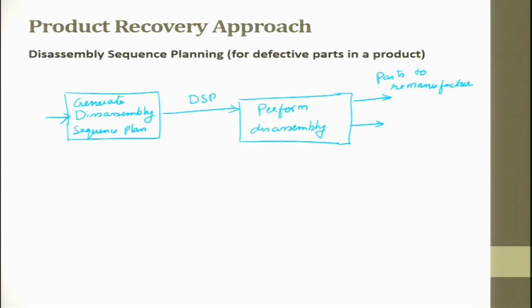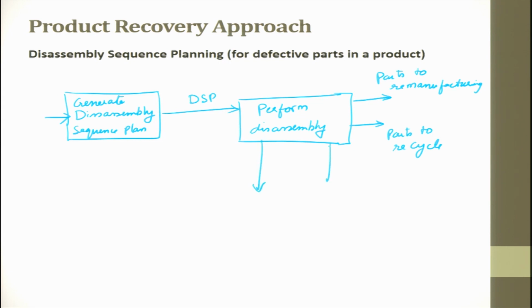When you want to understand what remanufacture is, please go and see the options which we went through just now: cannibalization, recycling, remanufacturing. So, those things. Then parts to recycle. So, these are all performance disassembly.